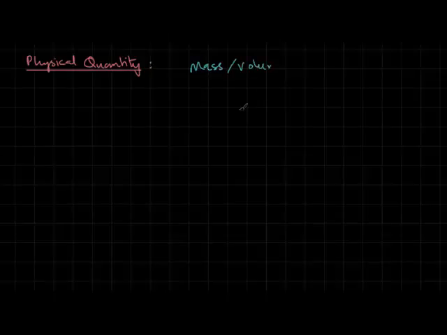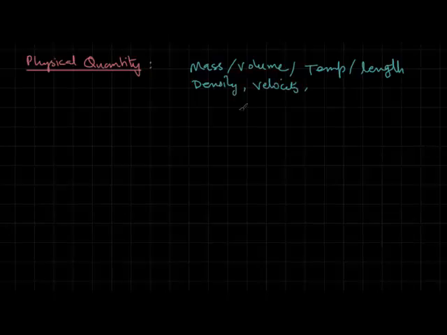Before we get into vectors, let's understand the term physical quantity. Any quantity that can be measured, like mass or volume or temperature or length, is a physical quantity. There can be more, like density, velocity, speed. All these are physical quantities. Now some of these physical quantities need a direction to define them completely.